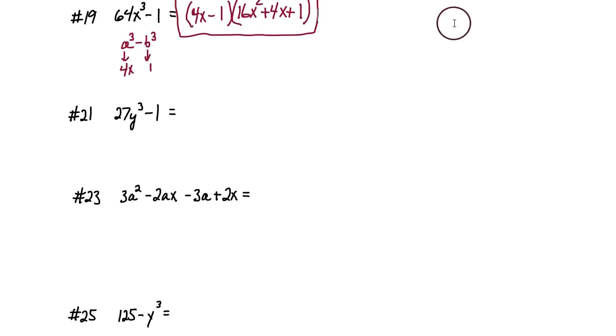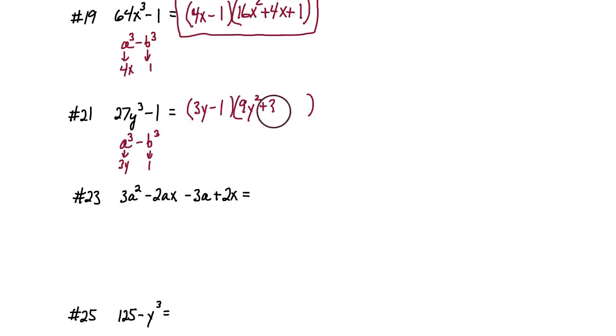Number 21 fits that same pattern. I look at that, I see the cubing, and it makes me wonder if that fits the difference of cubes pattern. The letter A is 3y. The letter B is a 1. So smaller parentheses, longer parentheses. 3y minus 1, and then 9y squared plus 3y plus 1.